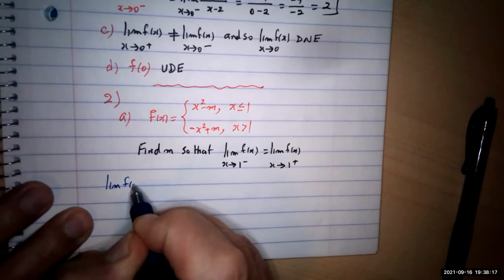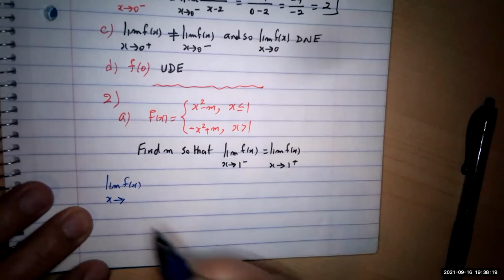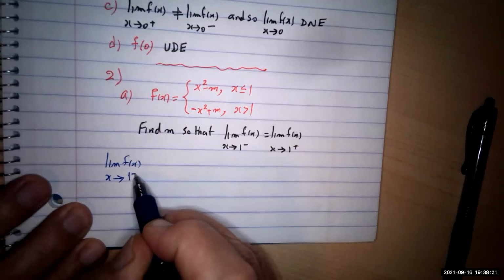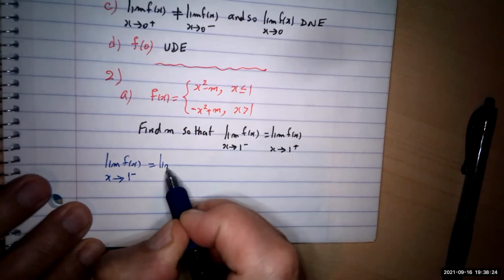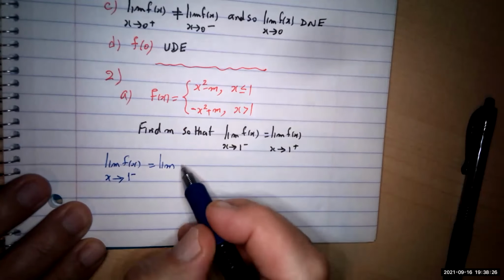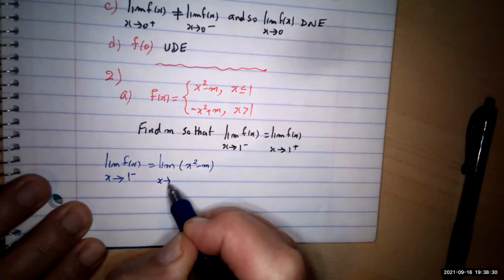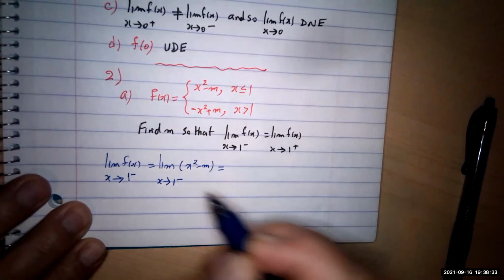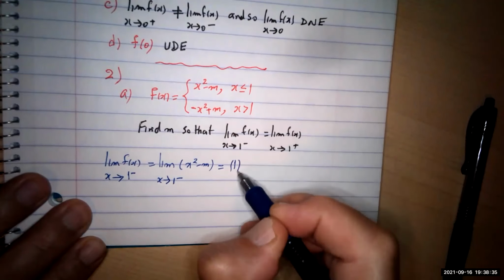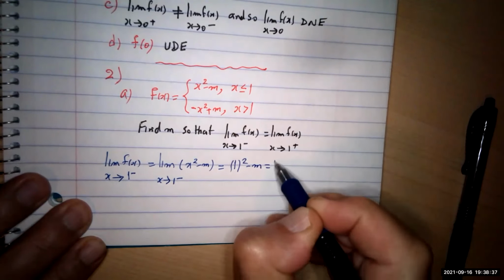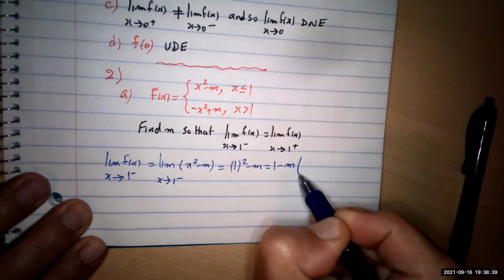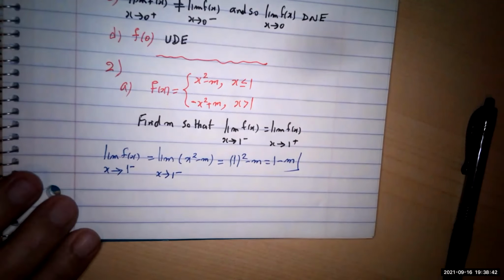Limit of f of x as x goes to 1 negative. So you know that 1 negative means x is less than 1. Use the first part. Limit of x squared minus m, x goes to 1 negative. The number is 1. You substitute. It's going to be 1 squared minus m, which is 1 minus m. So that would be the left limit.